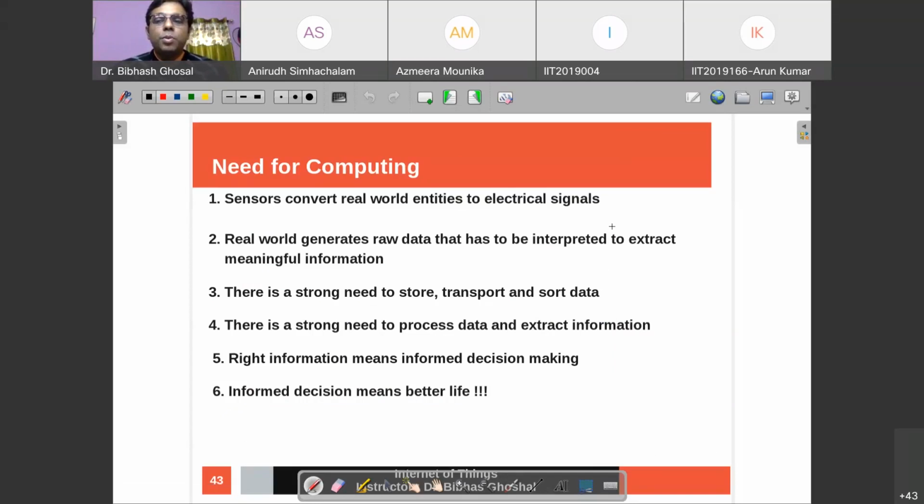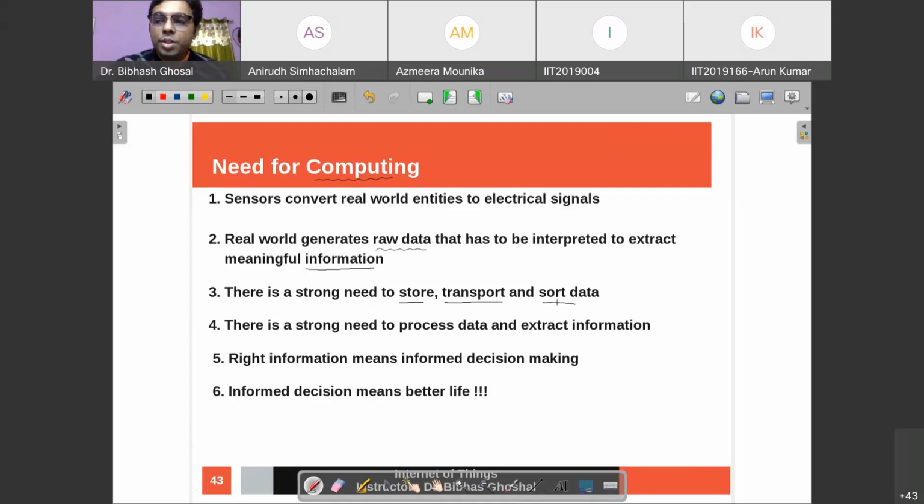The data that is provided by the sensors first has to be stored, then has to be processed and analyzed. And this is what we call computing, right? So we need to know what is the need for all this. Sensors convert real world entities to electrical signals. The data generated by the sensors is raw data, and we have to extract some information from it. So first you have to store it, then you have to transport it to some computing unit, and then you have to sort the data or do some kind of processing.